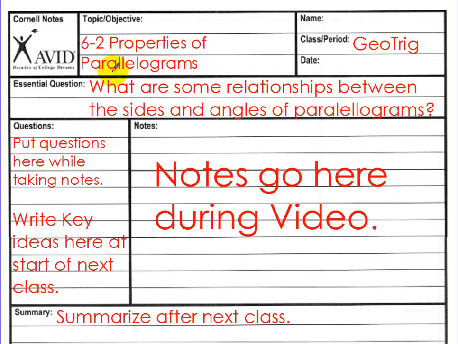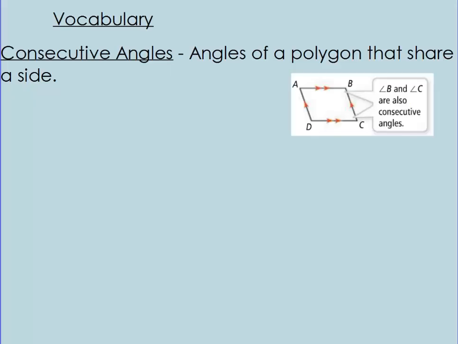Welcome, GeoTrig. This is section 6-2, Properties of Parallelograms. The essential question is, what are some relationships between the sides and angles of parallelograms? Let's go. So we'll start with some vocabulary.